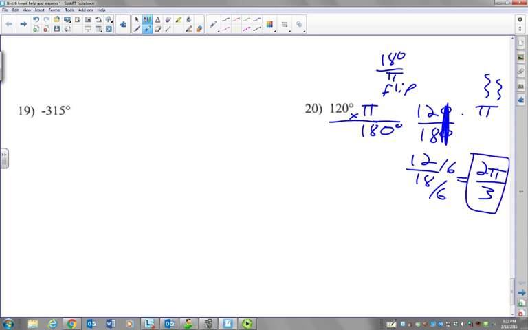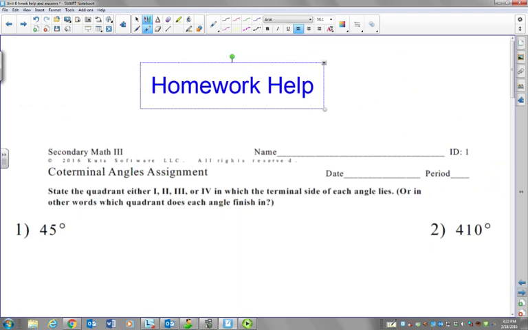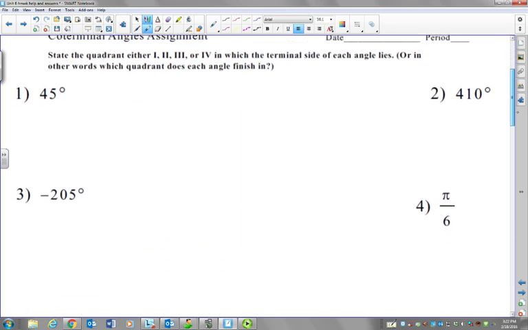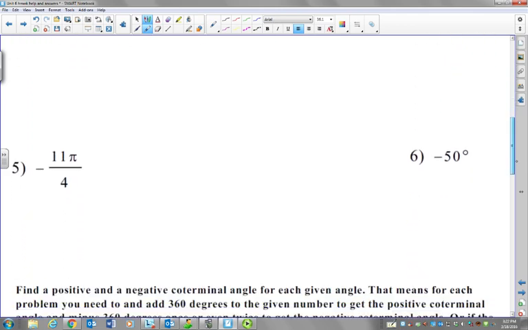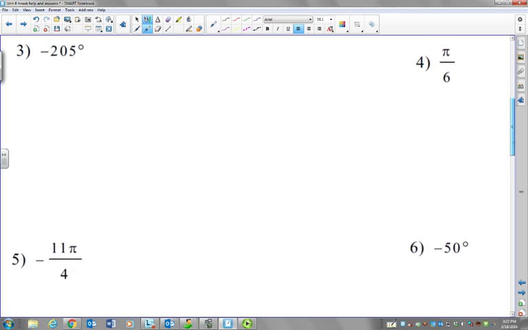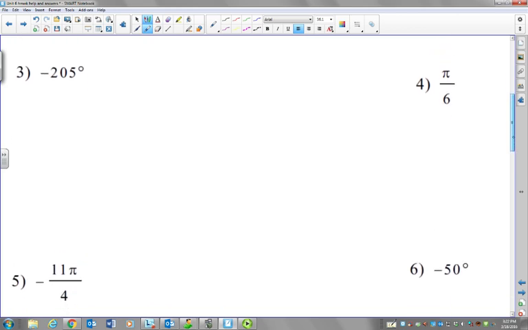Cool. And then over here to this part of the homework assignment, we're going to jump over here now. Okay, so that's degrees to radians. And then doing the coterminal angles, all you're trying to do is find the quadrant that it's in. So let's do a radian one, because I know you guys are having a little bit of trouble there with radians. So looking at number 4, we have pi over 6.